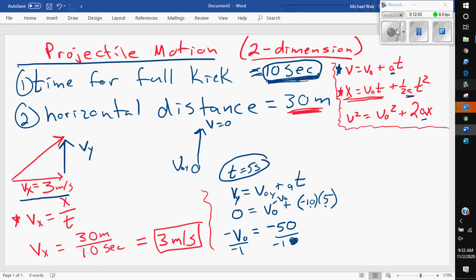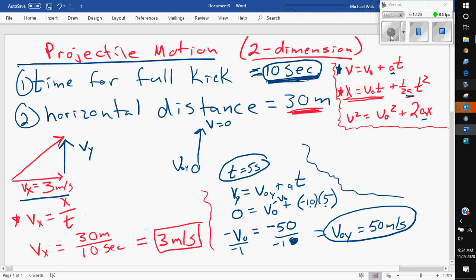So I can see now that my V sub naught in the y direction is equal to 50 meters per second, which is incredibly fast. I don't think anyone can kick it that fast. Okay, do you have any questions about how that math goes?